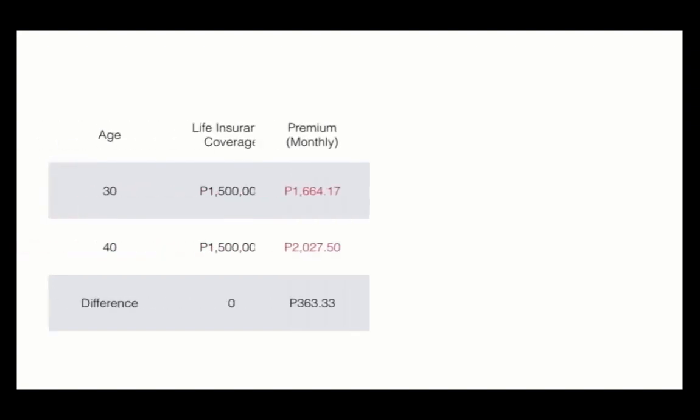Okay, I just want to show you the difference if Sarah decides to get a VUL plan. Pag 30 years old siya, and at the same time if she decides to get a VUL plan naman kapag 40 years old na siya. Okay, let's say for example, Sarah wants to have a life insurance coverage of 1,500,000 pesos. Okay, so pareho na at the age of 30 and 40, yun yung life insurance coverage na gusto makuha ni Sarah sa VUL plan niya.